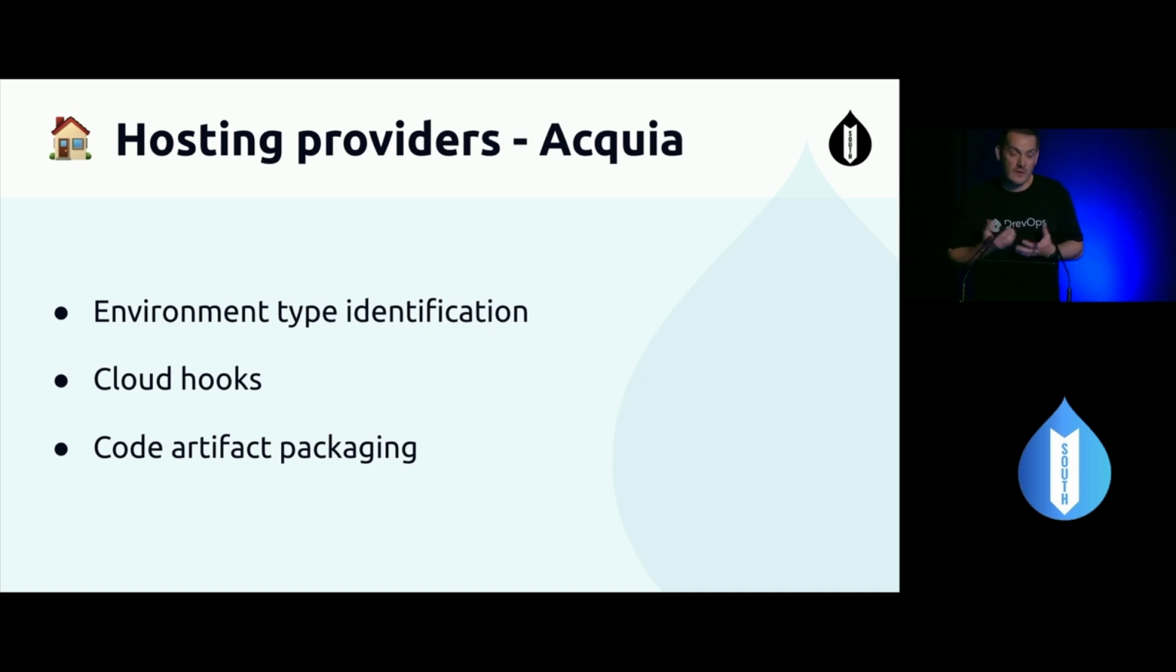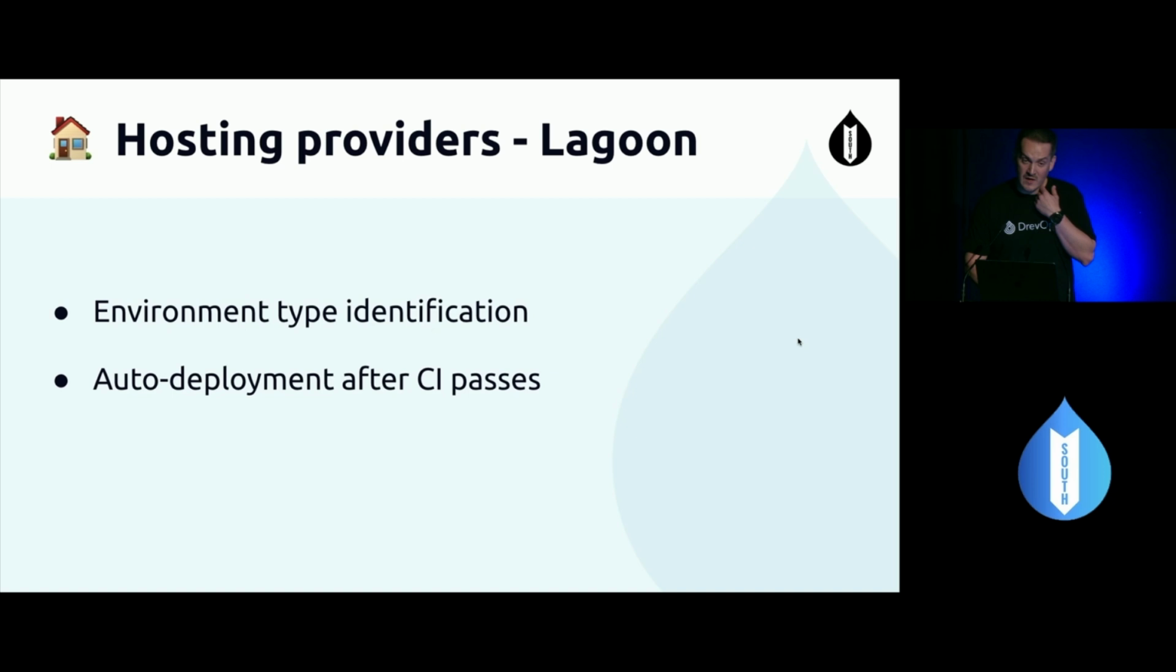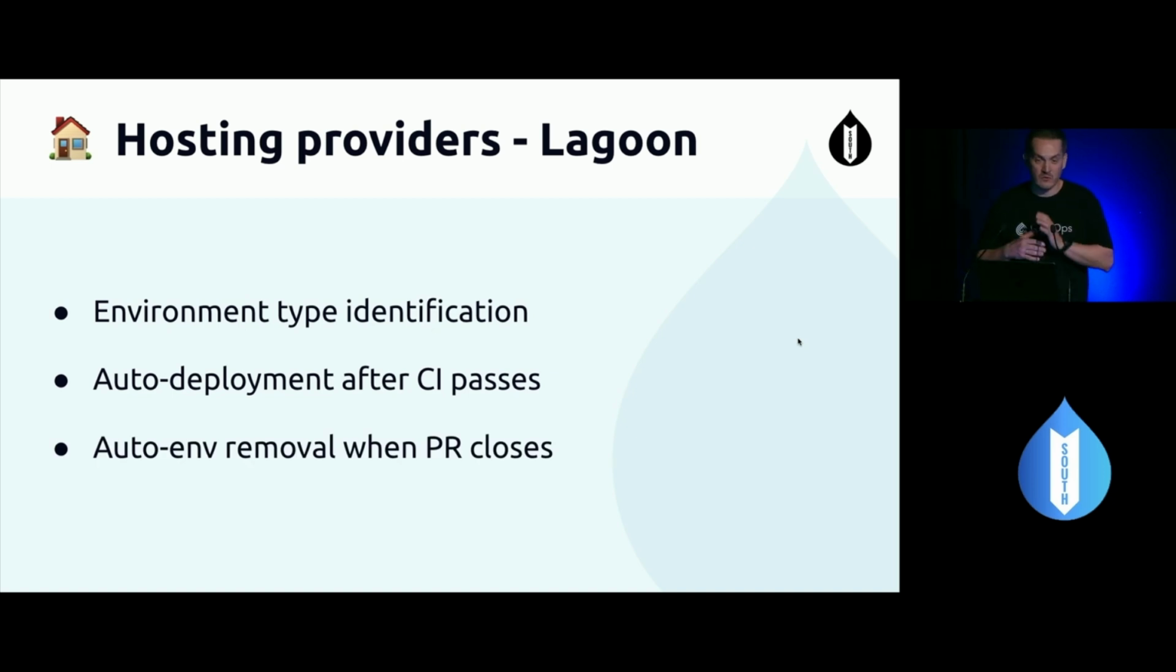And for that, you need to assemble a code artifact, package it, and send it. So there is a separate package I maintain called Git artifact that is included in Vortex that allows you to do that. With Lagoon, similar environment type identification, deployment after CI passes, and remove an environment. So if your PR closes and you have a preview environment for that PR in Lagoon, that gets closed automatically.